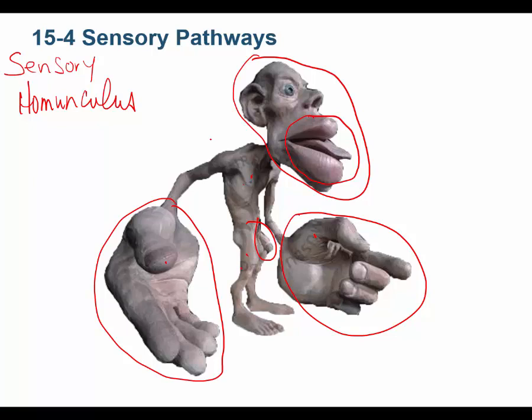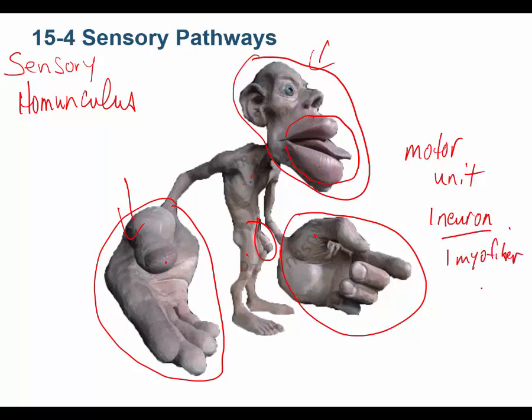That means that there's a lot of motor output to the head. There's a lot of motor output to the hands. That's why our fingers are so good at fine motor movements, because our motor units are so small in our hands. Meaning, you have to remember this from 203. I hope I didn't confuse you. When a motor unit is small, that means that the smallest a motor unit can be is 1 neuron, 1 myofiber. 1 neuron per 1 myofiber. That's the smallest a motor unit can be. But that gives us a lot of fine motor control.